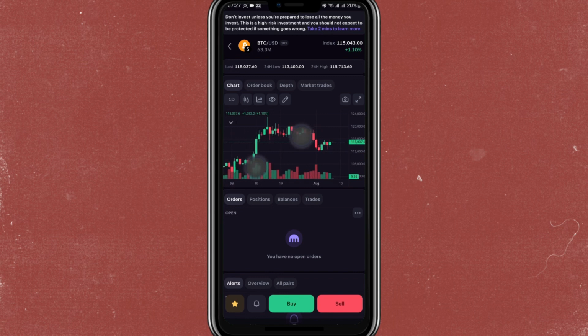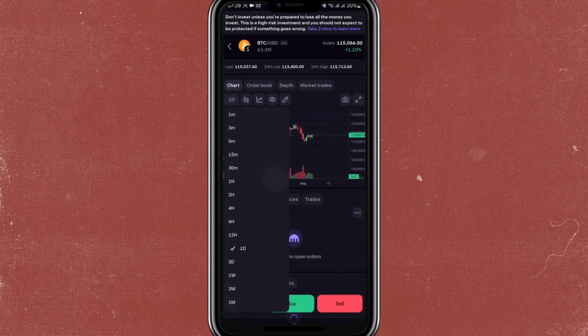And on the trading screen, you will see the advanced chart displaying price movements over time. So you can also zoom in and zoom out of the chart using pinch gestures to focus on different time frames like minutes, hours, or days.